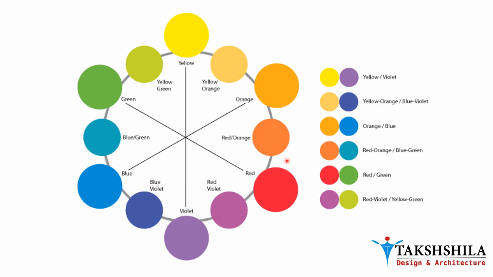We know that this is a color wheel, and we can see that the complementary colors are placed on opposite sides of the color wheel. There are 6 types of complementary pairs: yellow violet, yellow blue, orange blue, orange green, red green and violet green.